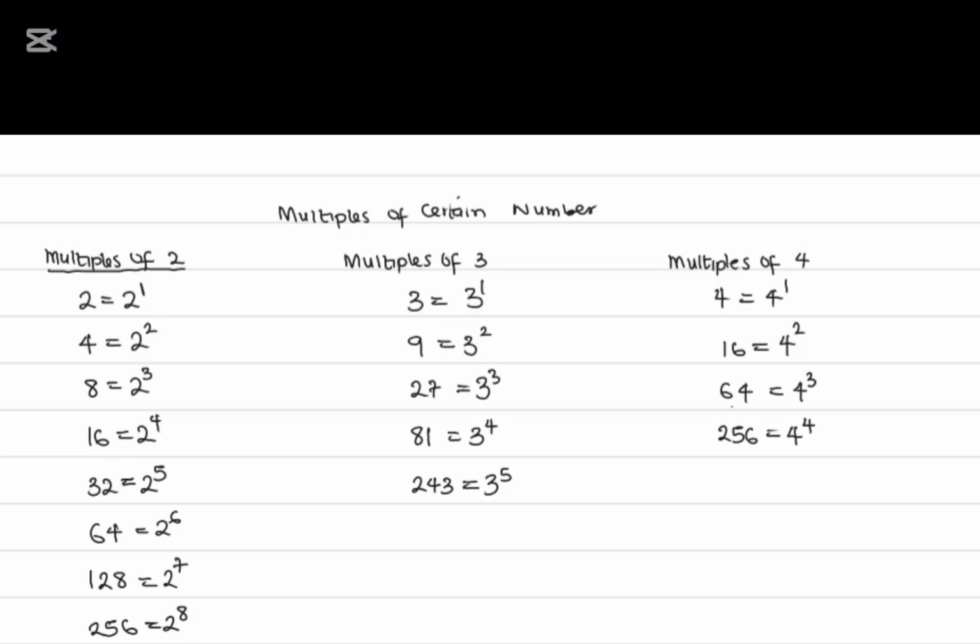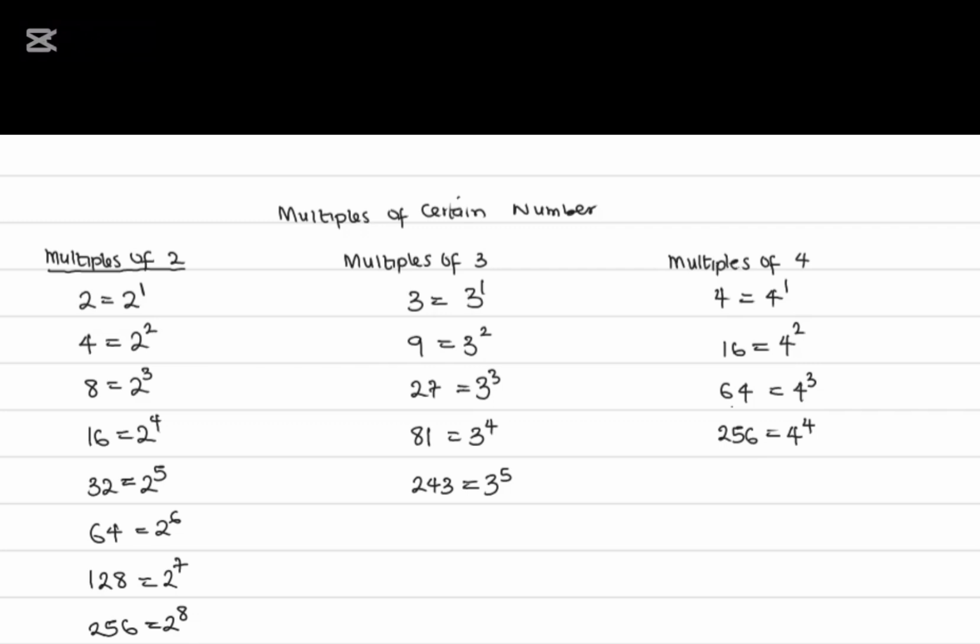You see, anytime you see 2, it means 2 raised to power 1. If you see 4, it means 2 raised to power 2. If you see 8, it's 2 raised to power 3. We must get used to this. 16 is 2 raised to power 4. 32 is 2 raised to power 5. 64 is 2 raised to power 6. 128 is 2 raised to power 7. 256 is 2 raised to power 8. 512 is 2 raised to power 9.